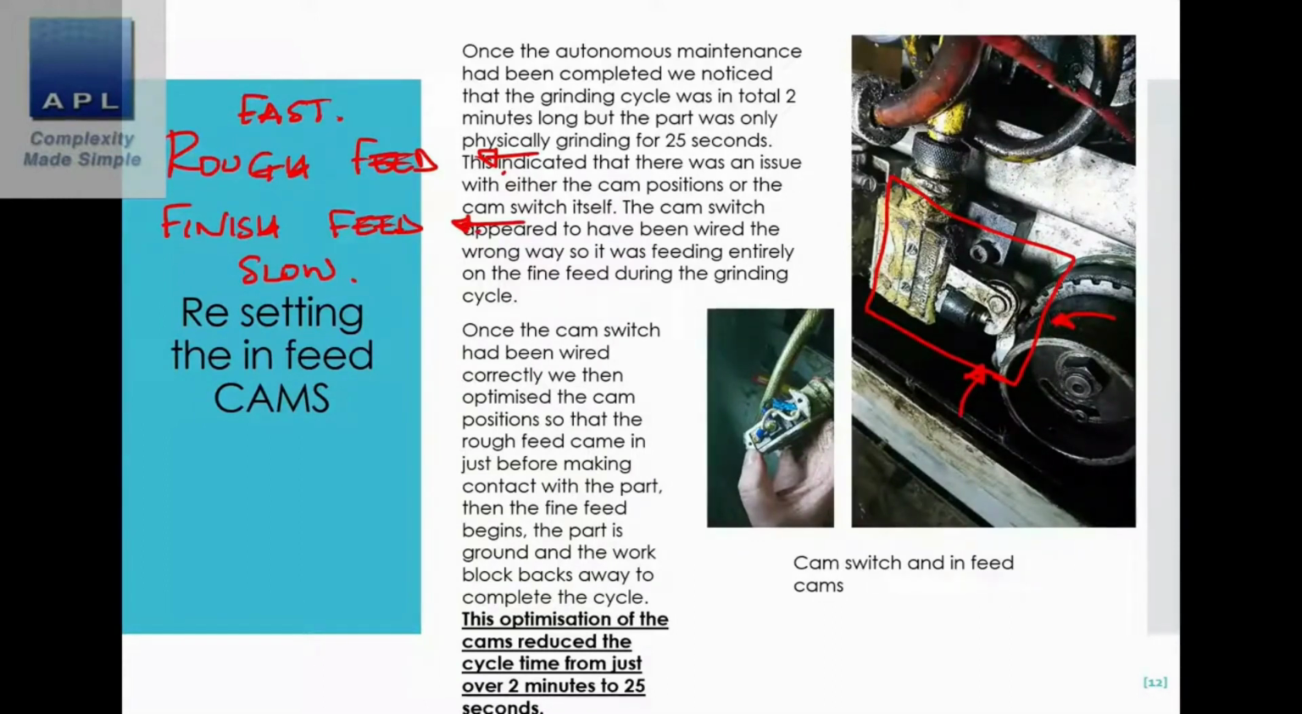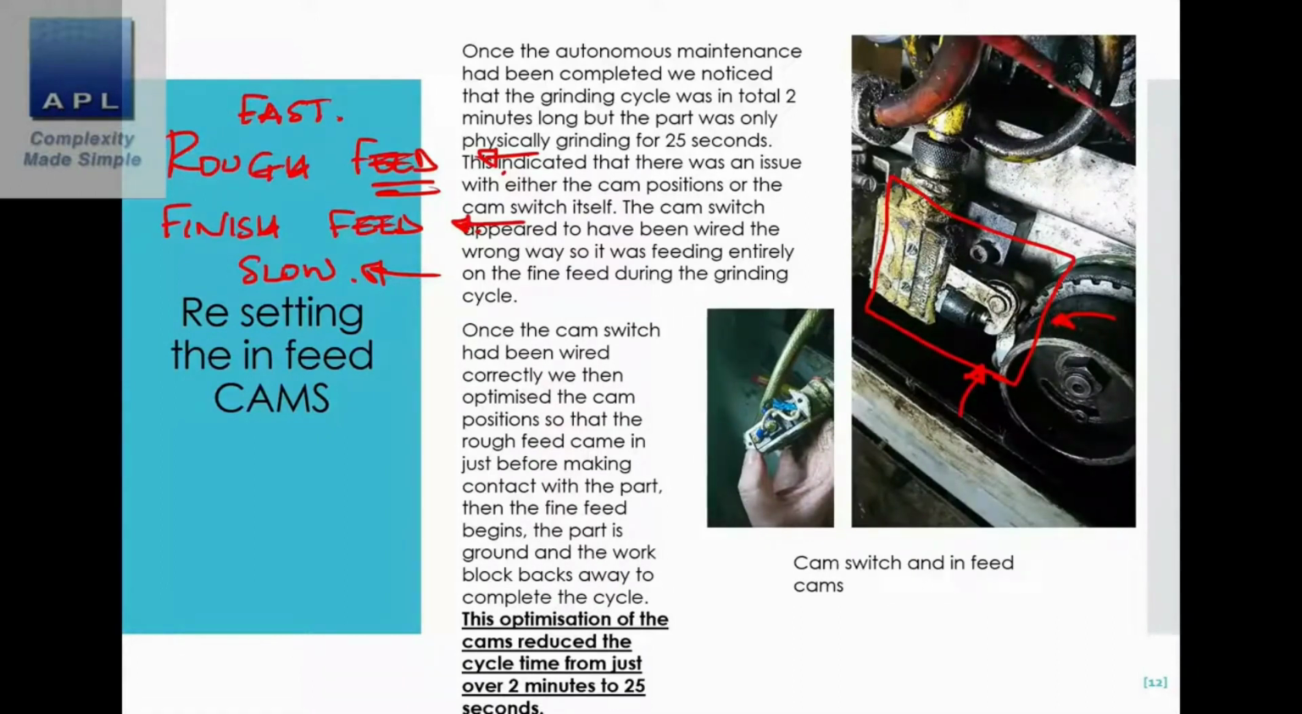So what they did was they roughed out, and of course this is the biggest cut. The roughing cut is the deep cut. They do that very, very slowly. And then the finishing cut was done very, very fast. So this cam and the limit switch was set up completely the wrong way around.